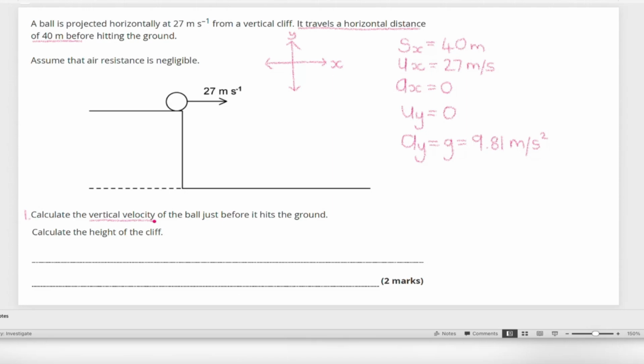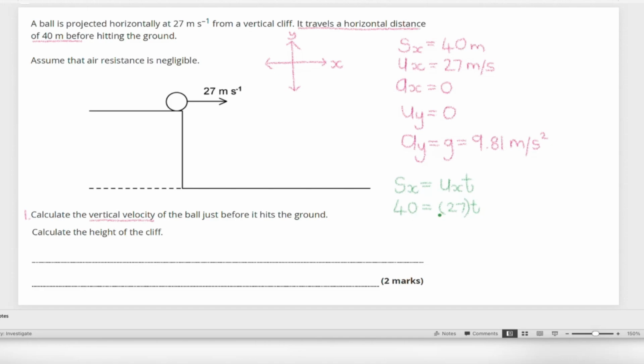Now we know that the horizontal motion is happening at a constant speed, so what we can do is use this formula over here. We can say that the displacement is equal to the initial velocity multiplied by the time. So we know that the horizontal displacement is equal to 40, and we know that the horizontal initial velocity is equal to 27. Now we only have one unknown, t, so we can solve it.